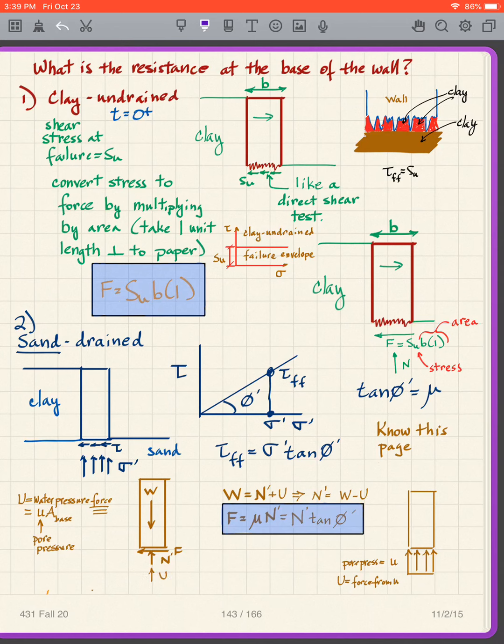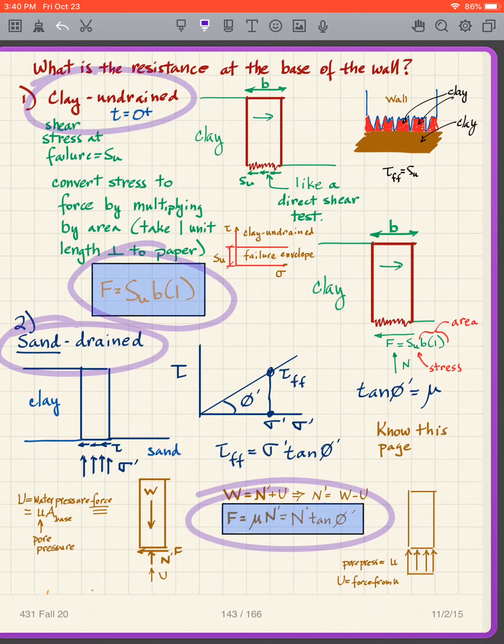So my friction, using old notation in a sense, or your notation from your statics class, is mu times N prime, a mu N type term, and because mu is tangent phi prime, we have that the friction force F is N prime tangent phi prime. And that gives us our friction force for sand drained. And this is our friction force for clay undrained.